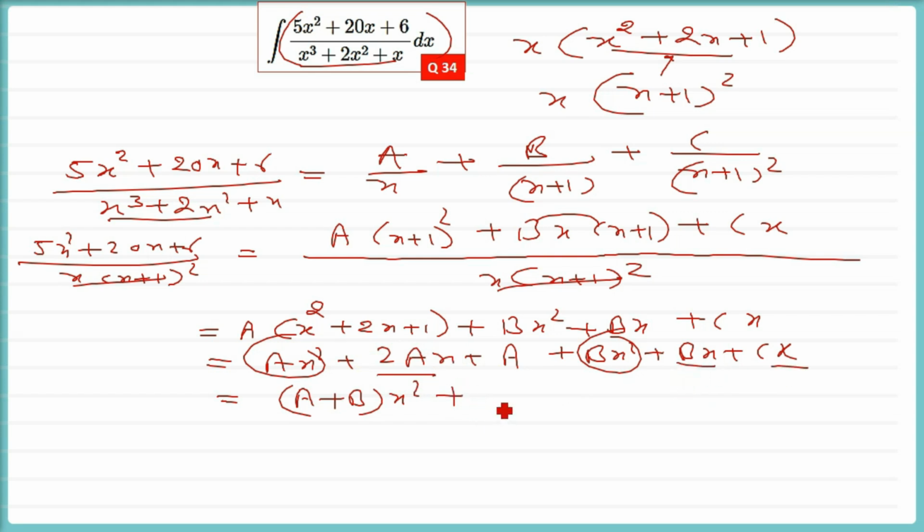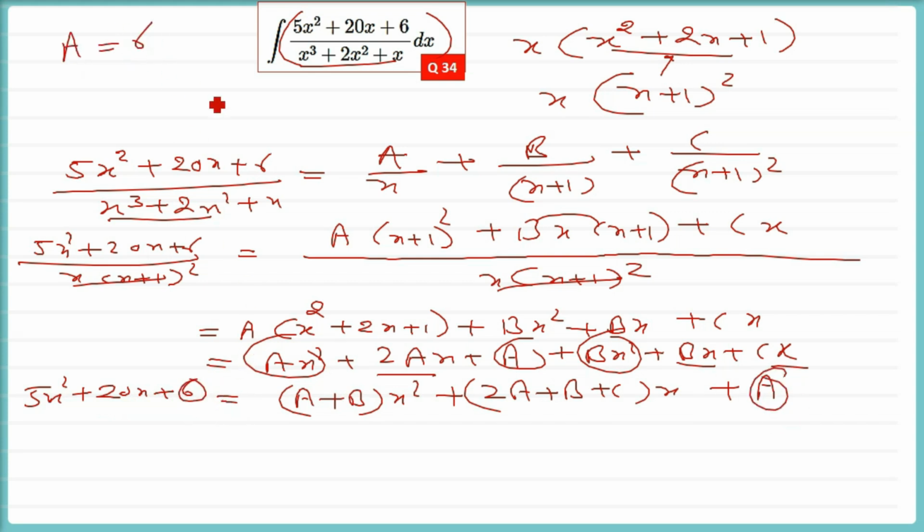So 2a plus b plus c will come. x plus a, constant is only a. Now it will make it very easy because the constant is just one term. So when you compare it with 5x square plus 20x plus 6, all the coefficients, that is 5, 20 and 6, a has come as 6.